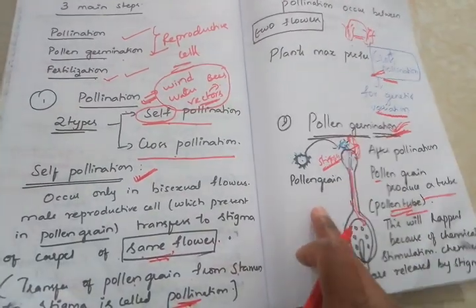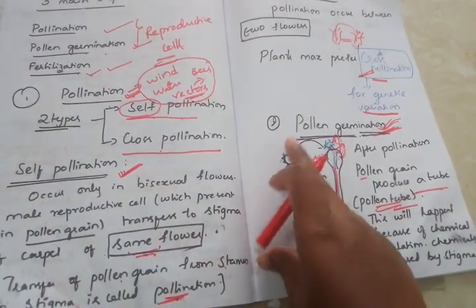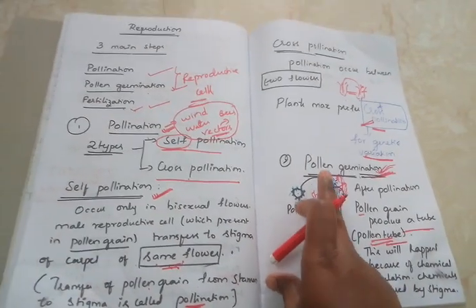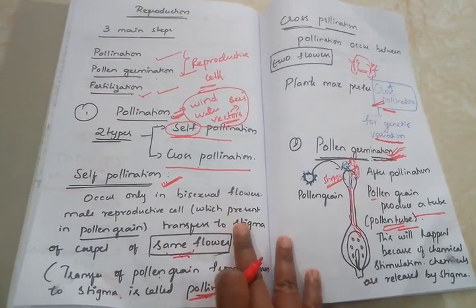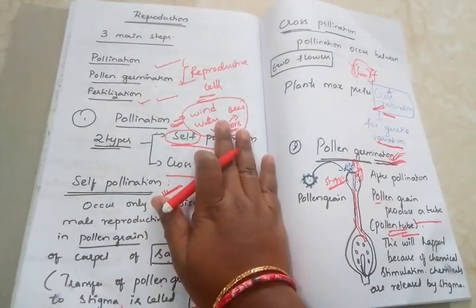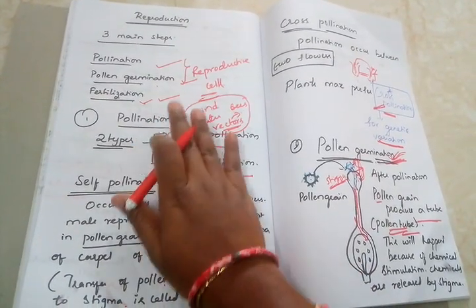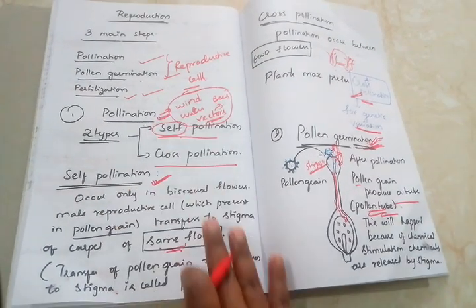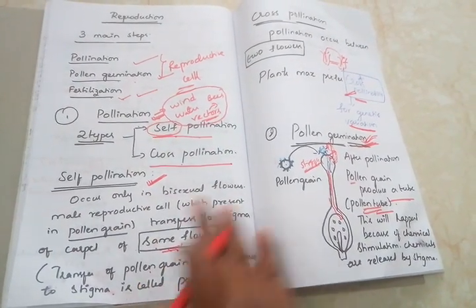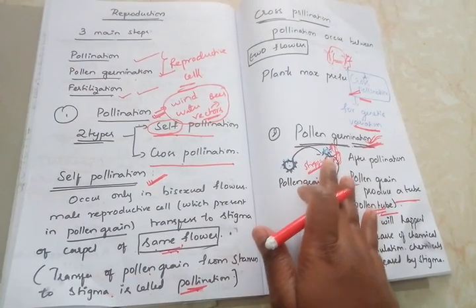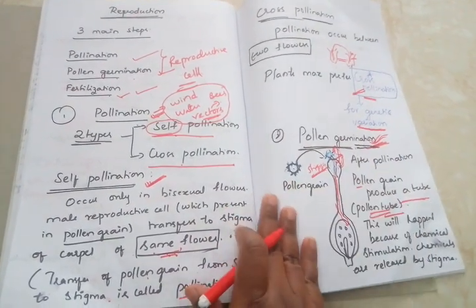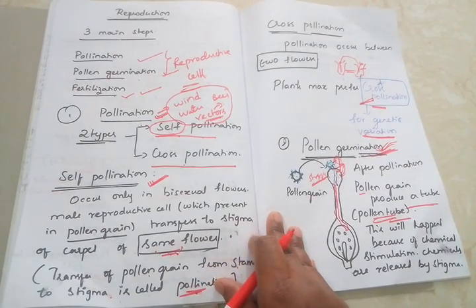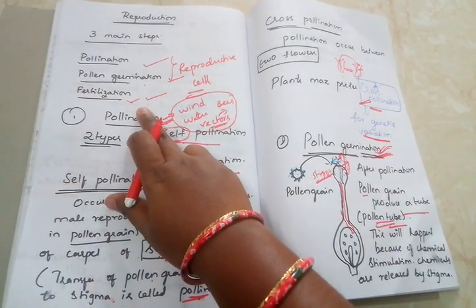The germination of the pollen tube from the pollen grain is called pollen germination, which is the second step in the reproduction process. Is it clear up to this? So there are majorly three steps: pollination, pollen germination and fertilization. Transfer of pollen grain from stamen to stigma is pollination. Production of the pollen tube from the pollen grain is called pollen germination. So we are stopping this session here. In the next session we will continue with fertilization.